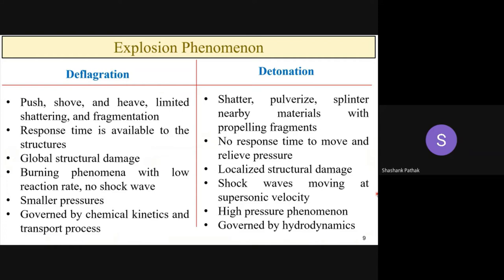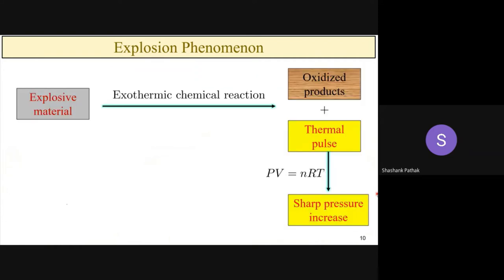initially. Okay. Now we see in more detail what the explosion phenomenon is and what is happening. So there is the explosive material, right? I have explained that there are different kinds of explosive material, and then there is an exothermic chemical reaction. So heat is coming out of that chemical reaction. There are some oxidized products, and because heat is coming out, there will be a thermal pulse, a sudden rise of temperature. And from our gas equation, we know that if there is a temperature rise and we keep the volume constant, there will be an increase in pressure also. So that will lead to a sharp pressure increase. And that's how the shock wave is created, which is related to the sharp pressure increase that happens in the chemistry of this explosion phenomenon.